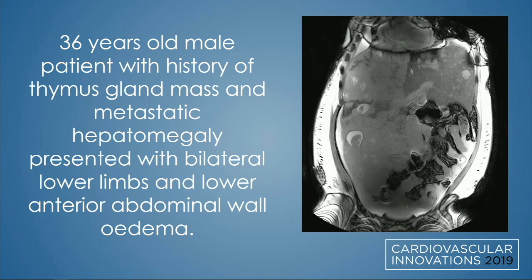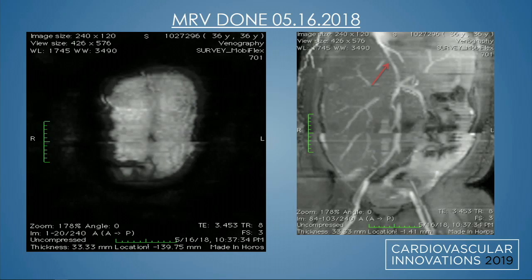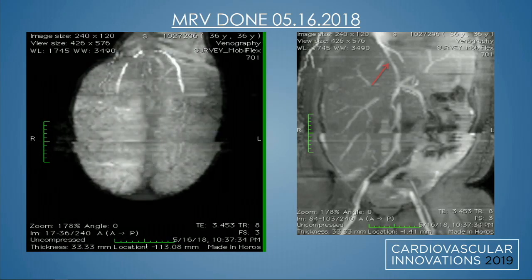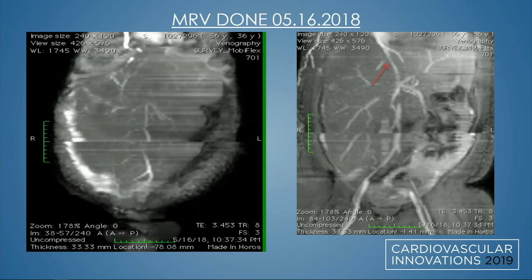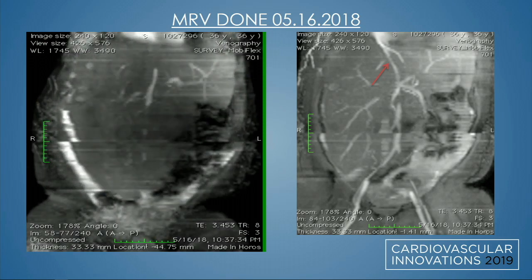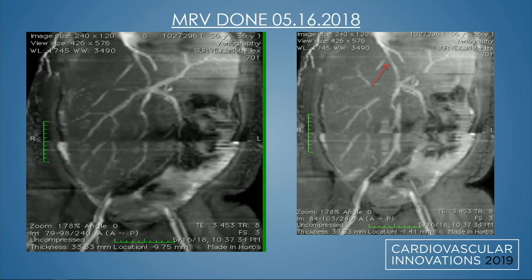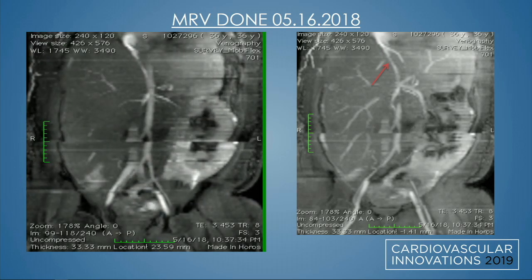As we see here, that's MRI T2 images. It shows massive hepatomegaly, the lower edge of the liver is inside the pelvis, and multiple metastatic liver lesions and anterior abdominal wall edema. So that's the MRV here. It shows severe compression of the hepatic and the infrahepatic IVC by the massive hepatomegaly and multiple metastatic liver lesions.